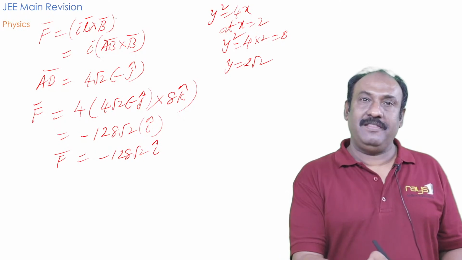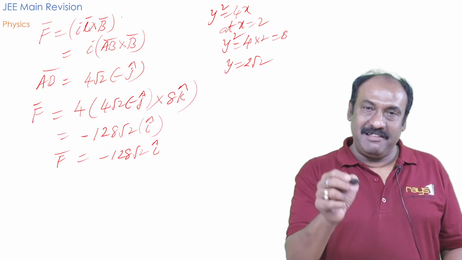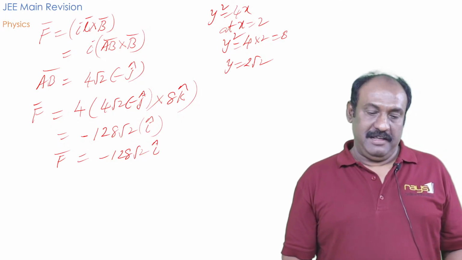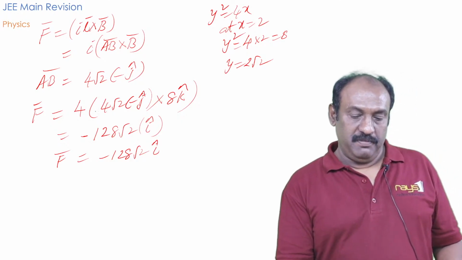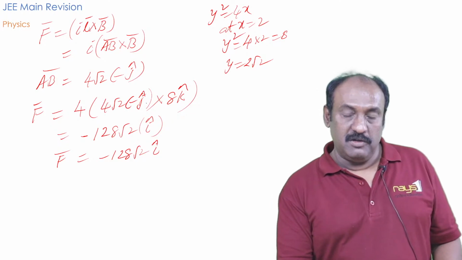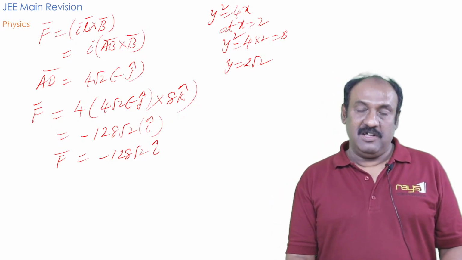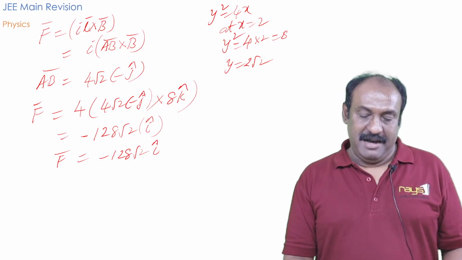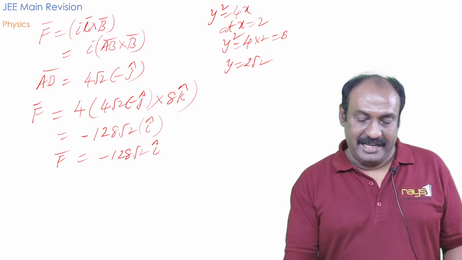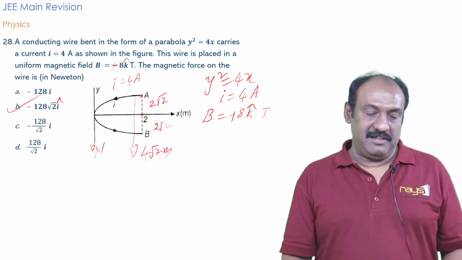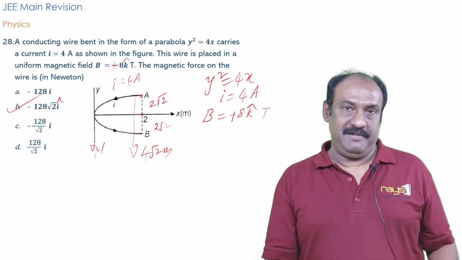Now the force on this conductor carrying current placed in the uniform magnetic field is I L bar cross B bar. That is 4 into 4 root 2 into minus j cap cross 8 k cap. After calculation, we get the force vector as minus 128 root 2 I cap, the answer for question number 28. So the answer is B for question number 28. Next question.